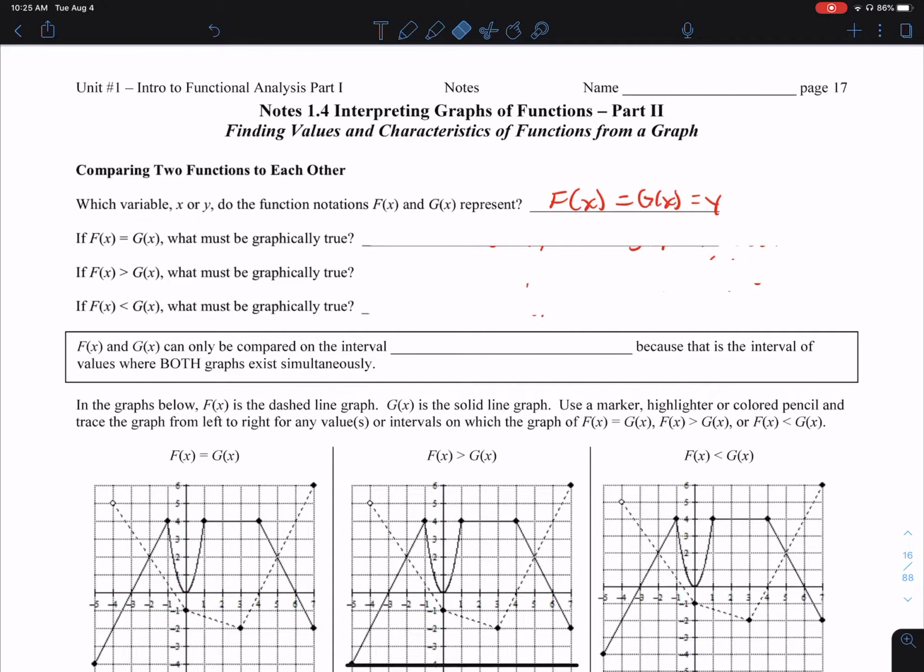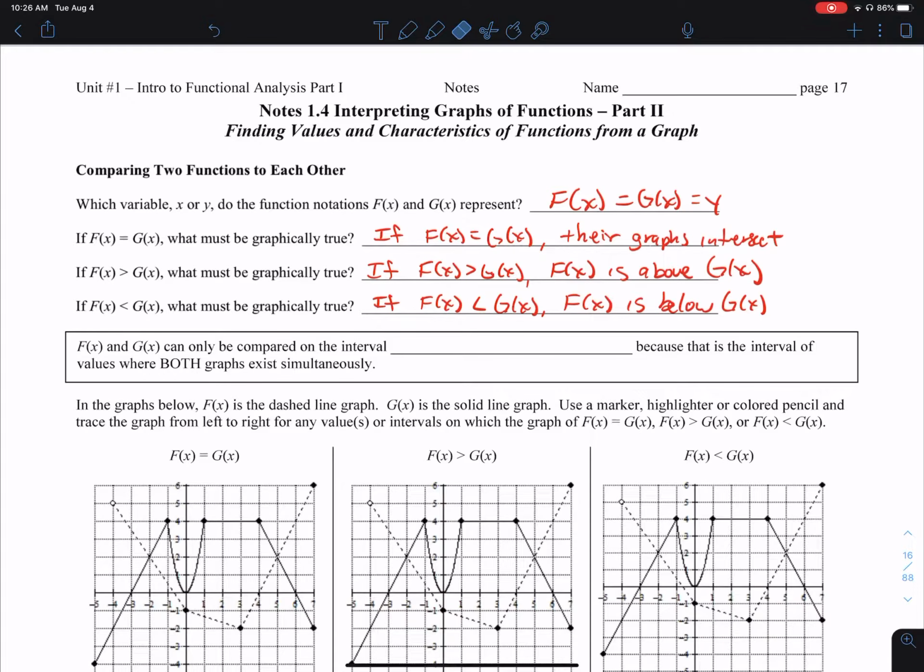If f equals g, what must be graphically true? If f of x equals g of x, then their graphs intersect. If f of x is greater than g of x, what must be graphically true? If f of x is bigger than g of x, then f of x is above g of x. If f of x is less than g of x, what must be true graphically? If f is less than g, then f of x is below g of x.